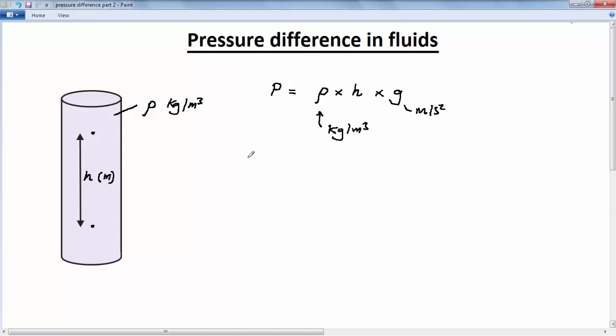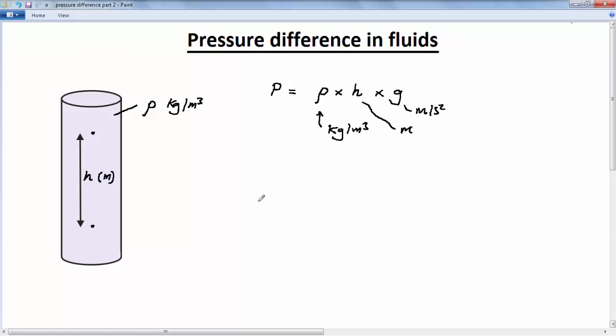So it's very important in any problem concerning density differences in a fluid, you always make sure that you've got the density in kilograms per meter cubed. And likewise, because we've got meters here and meters here, then the height must also be measured in meters. Keep the units coherent. Okay, so there's the formula, and it's a fairly simple formula.